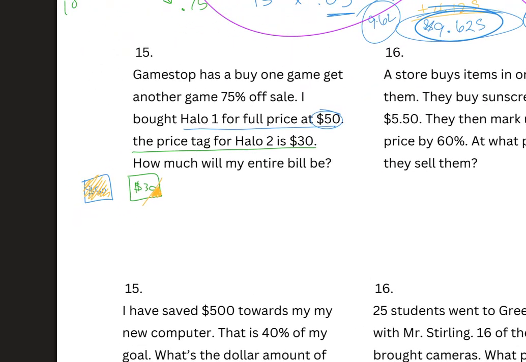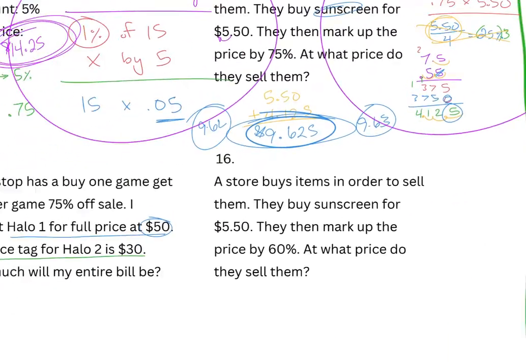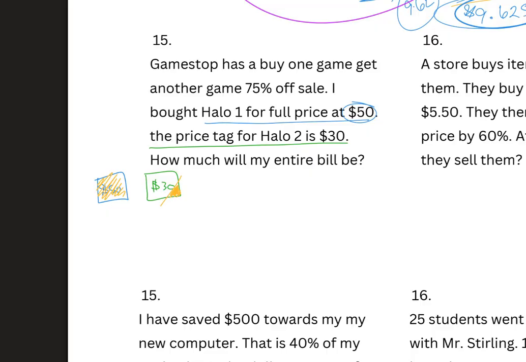And if you're like, wait, why would we do another one with 75? It's a different problem. This one was a markup. You had to add. This is a markdown, a discount. And it's a little more complicated because there's two things, right? So here's what I'm going to do. I'm going to take $3 because that is 10% of 30.